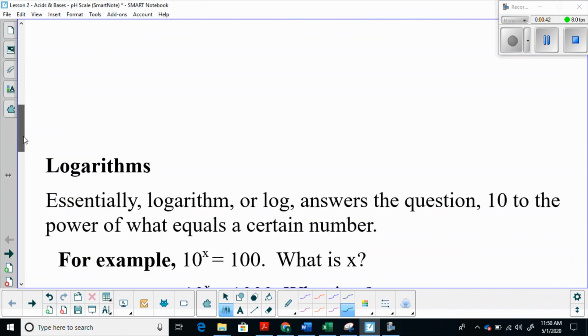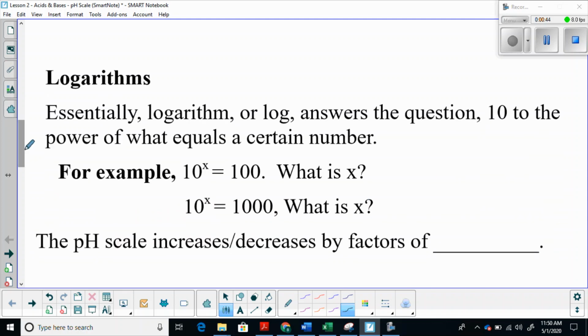For today's review, we're going to be taking a look at logarithmics. Essentially, logarithmics, or logs for short, are an answer to the question: 10 to the power of what equals? So basically, we're going to take a look at these two problems here. A log tells you how many times a number multiplies by itself.